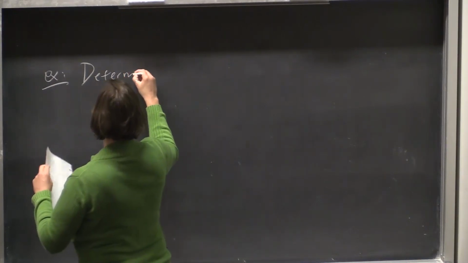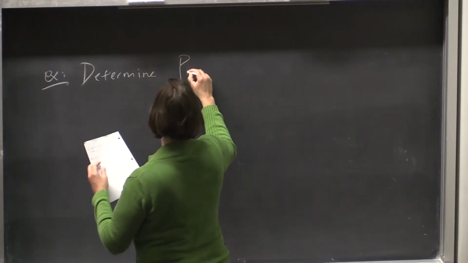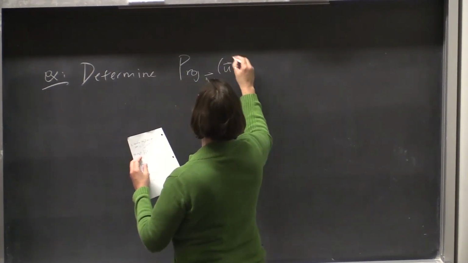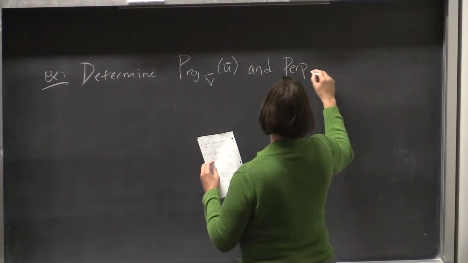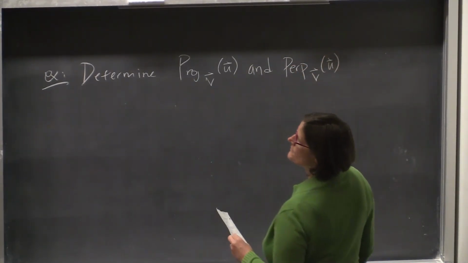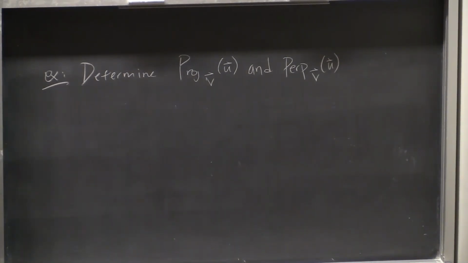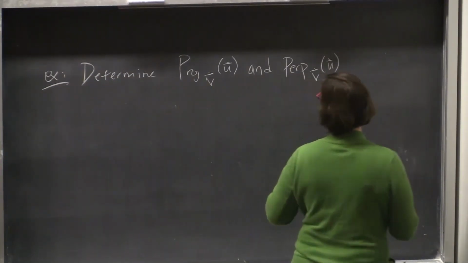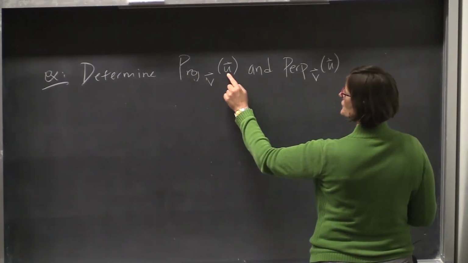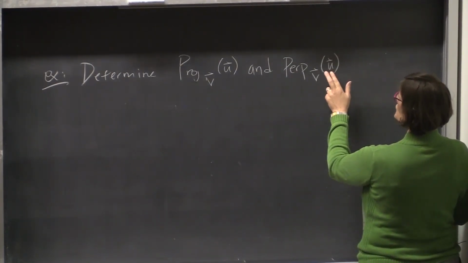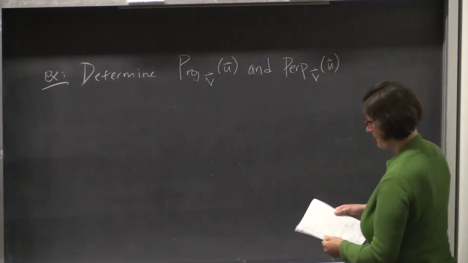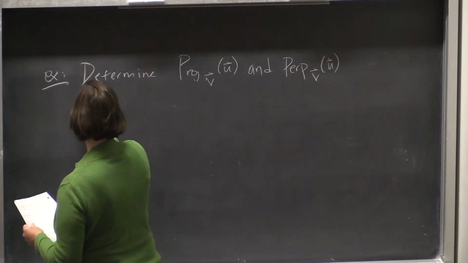Determine the projection onto V of U and the perpendicular, I should get the language right, the projection of U that is perpendicular to V. So this is the projection of U onto V, and this is the projection of U that is perpendicular to V. And we're given the specific vectors.